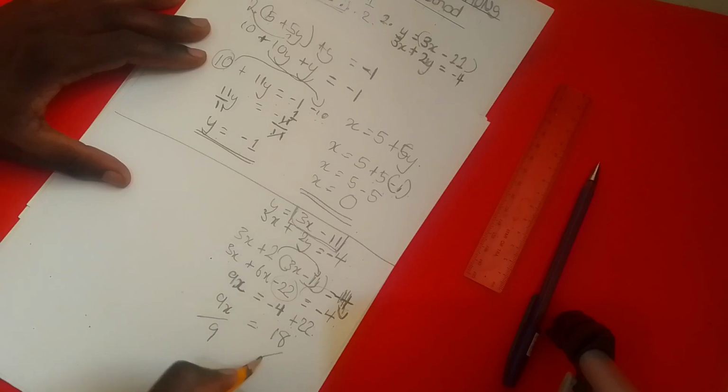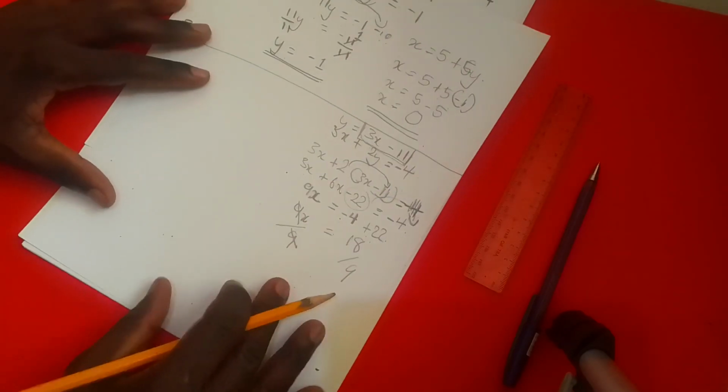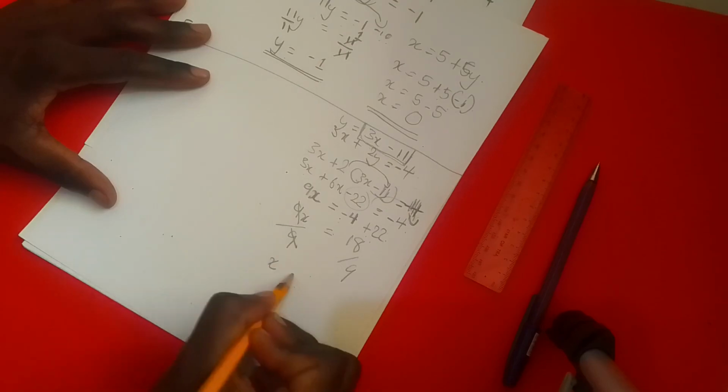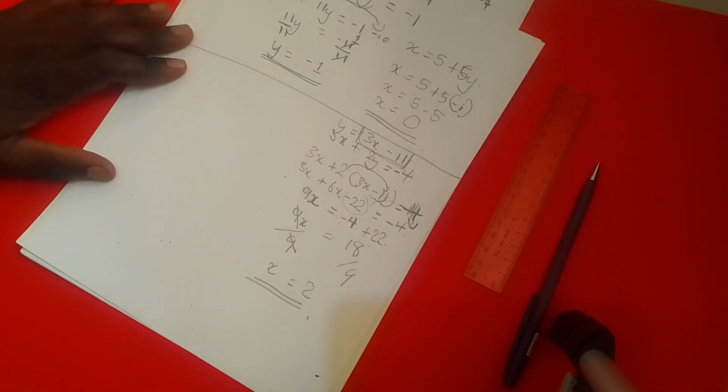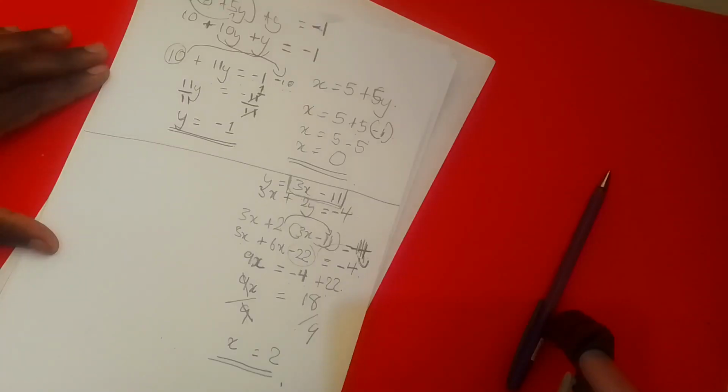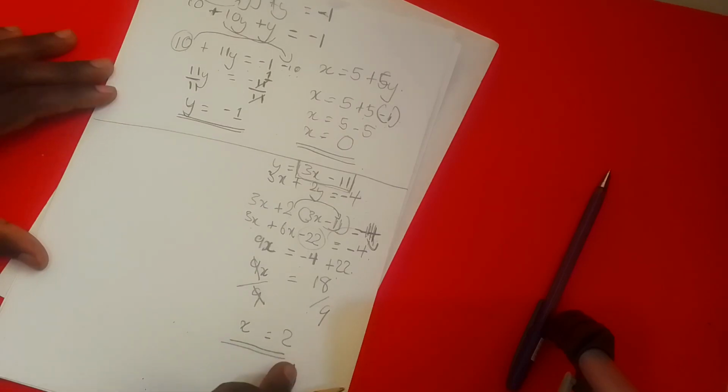Divided by 9, divided by 9. x is equal to 2. We've solved for x. Okay, so we have solved for x. x is equal to 2, right?